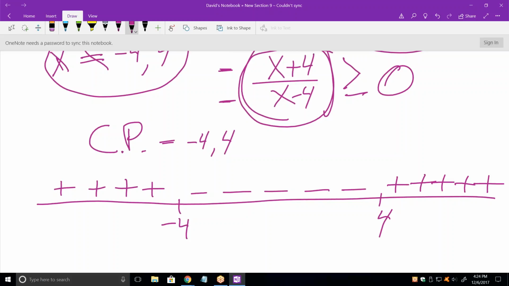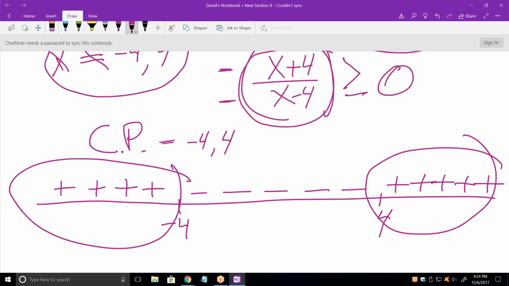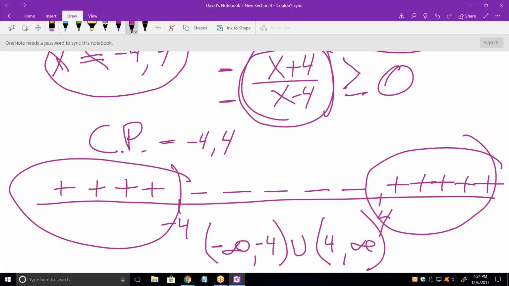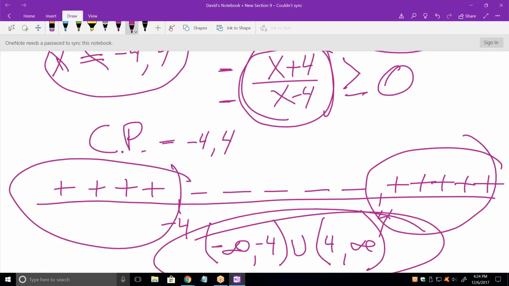Well, the only allowable domain for a log function is positive numbers. You certainly can't have negative numbers, and you can't have 0. So if I wanted to give you interval notation for this, it would be -infinity to -4, parentheses, in combination with 4 to positive infinity. That's our domain, and that's what they're asking for with the second part of that question.